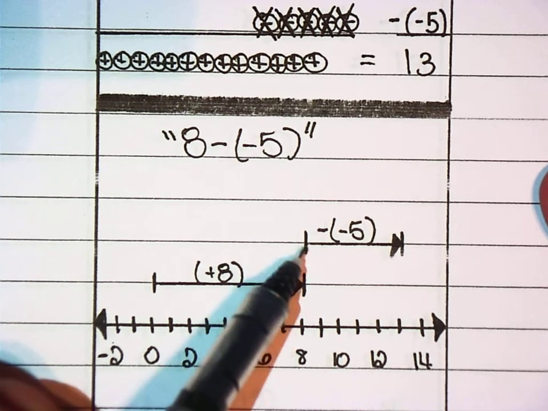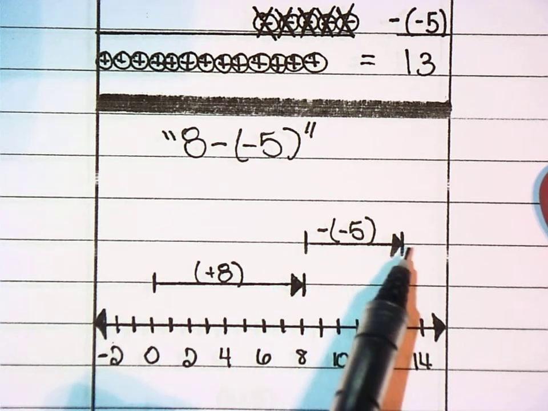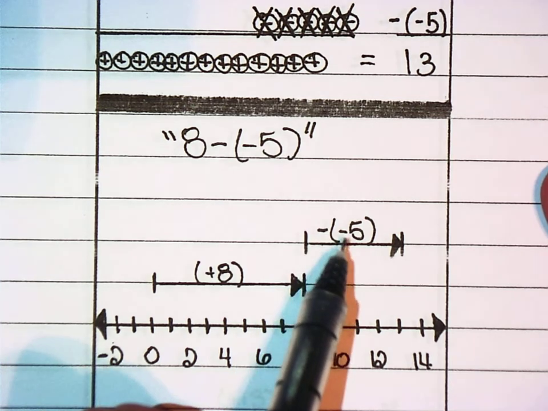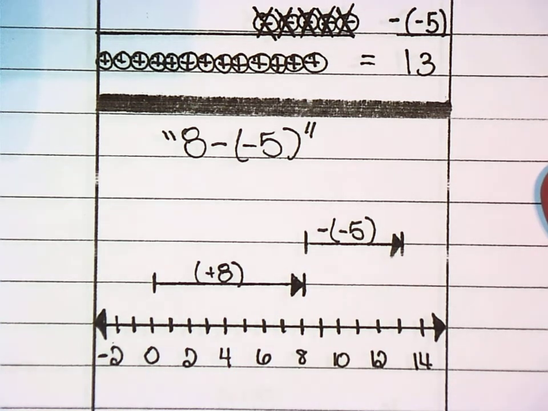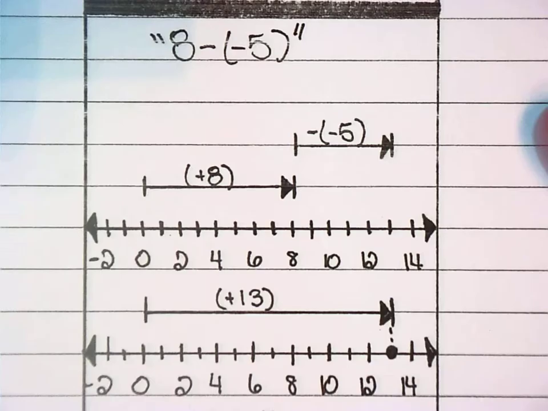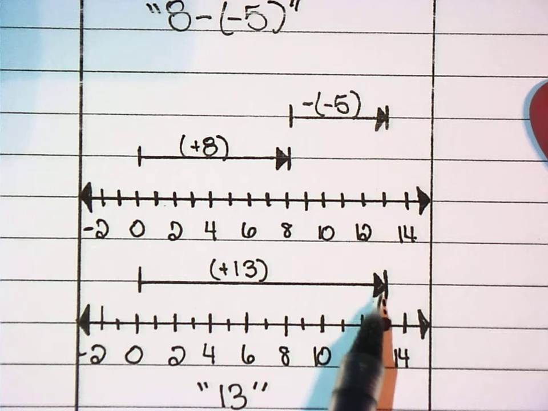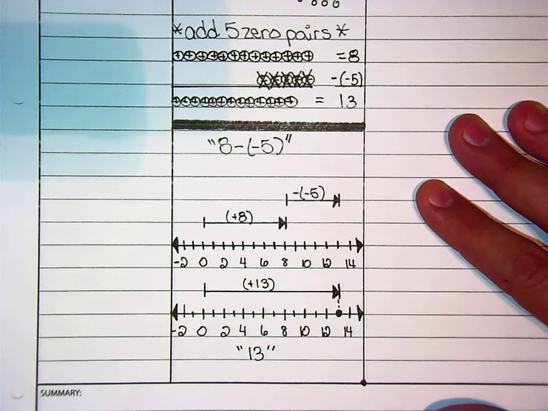I began where my first line ended, and I go 5 spaces to the right. So in this case, whenever I have minus and adding that same number of spaces, my resulting answer is going to be a line that starts at 0 and goes all the way to positive 13, which matches my answer from above in the integer model up here. So I know 13 is the correct answer.